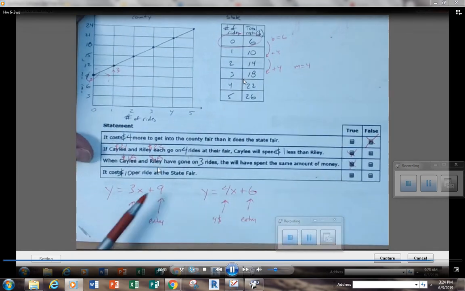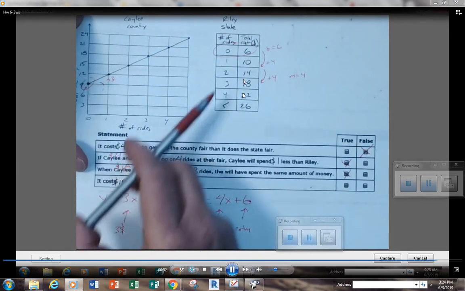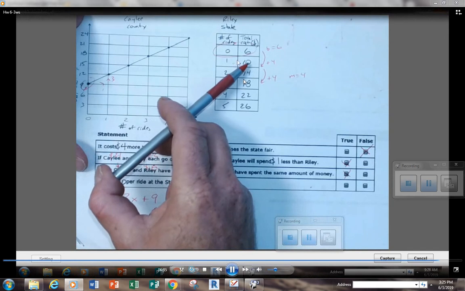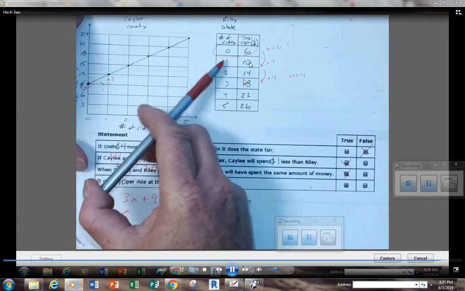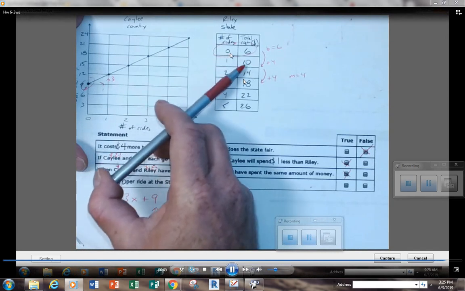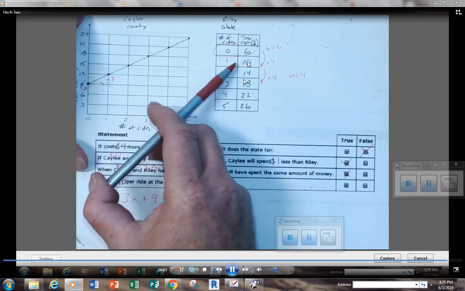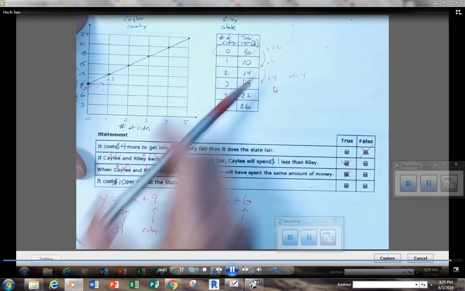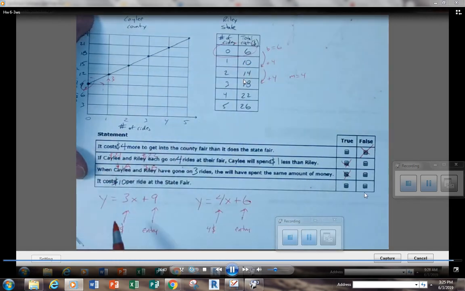And then $10 per ride, that is false. That 10 and 1, don't fall for that. It's not $10 for every 1 ride, because this has a y-intercept and is not proportional. Can't use those numbers. This is $4 per ride. So that one is false.